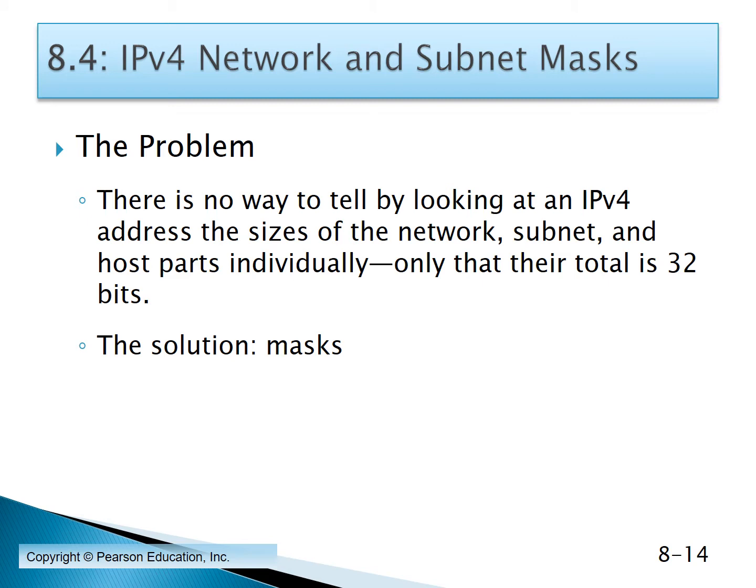Okay, so there's actually no way to tell by looking at an IP version 4 address the sizes of the network, subnet, and host parts individually. You only know that the total is 32 bits, but you do not know which part is the network. That actually creates a problem for routing. So the solution is we need to tell people how long the network part is and how long the subnet part is. And we do this by using a mask.